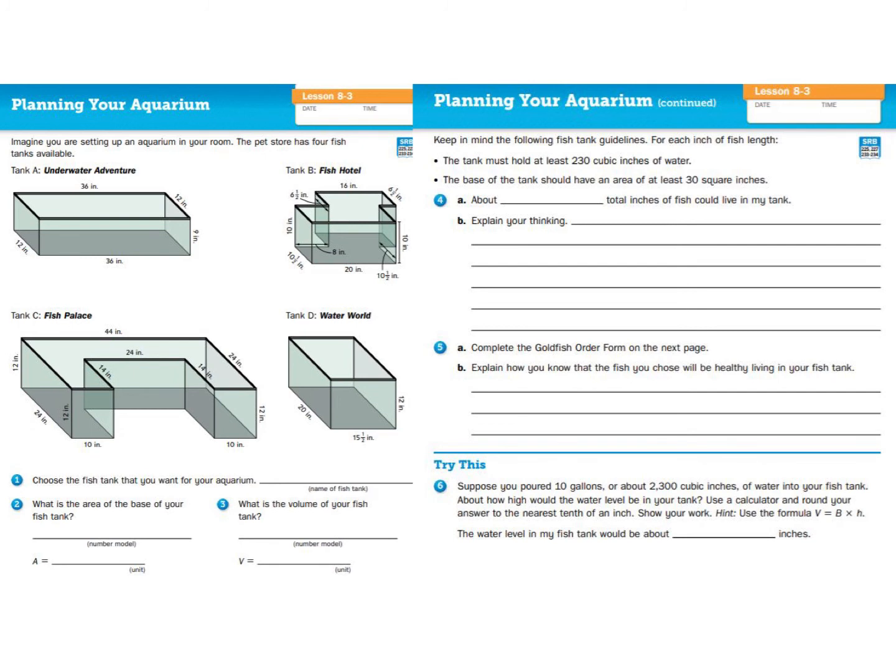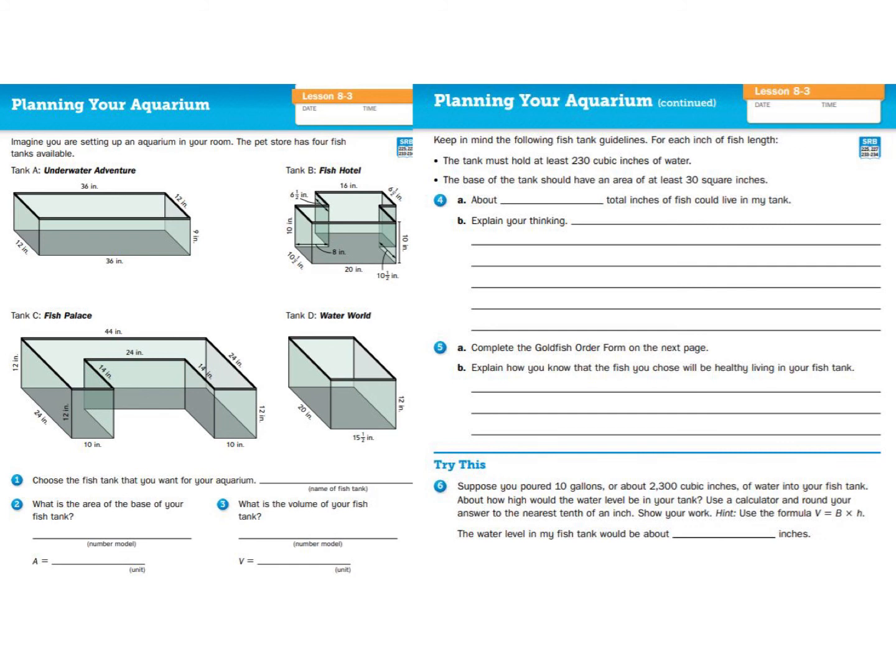Something else that you might want to write down is the fact that the area of the base of the tank should be at least 30 square inches for each inch of fish length. So I'll say that one more time. The area of the base of the tank should be at least 30 square inches for each inch of fish length. So the greater the surface area of the water, the greater the oxygen level in the water. So looking at fish tanks, we have to consider lots of things.